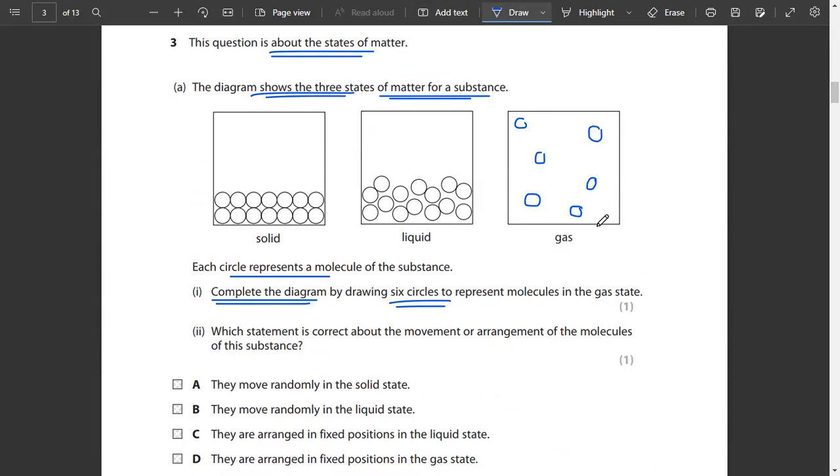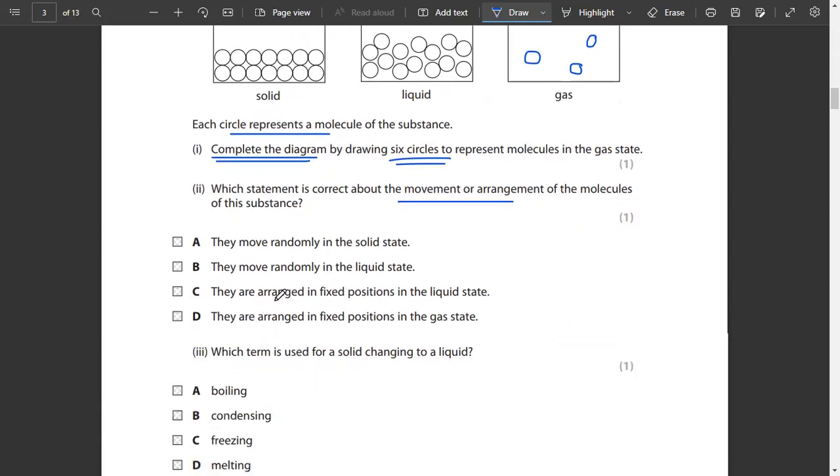This is how you show 6 circles and gas. Which statement is correct about the movement or arrangement of the molecules of the substance? Now, when we talk about gas, they move randomly in a solid state, they move randomly in liquid state, they are arranged in fixed position in the liquid state, and they are arranged in fixed position in the gas state.